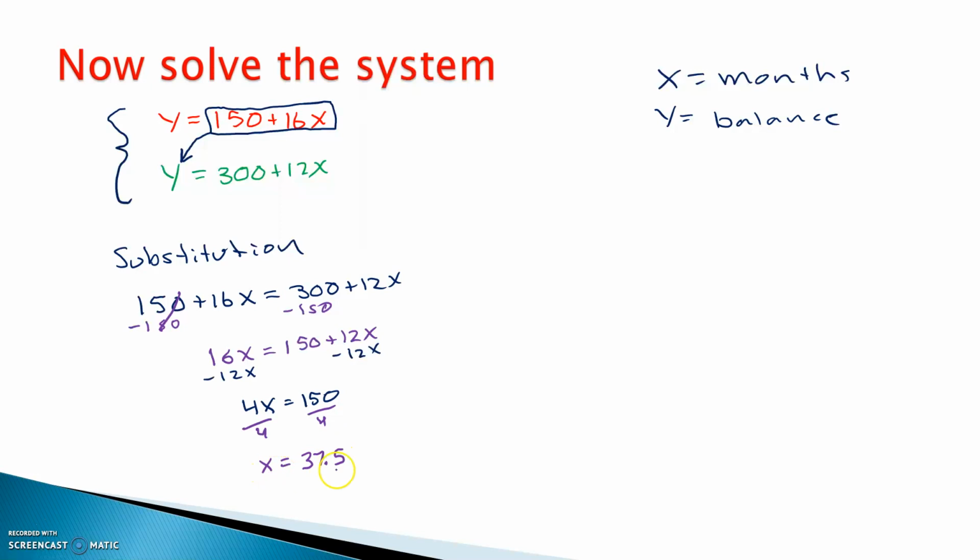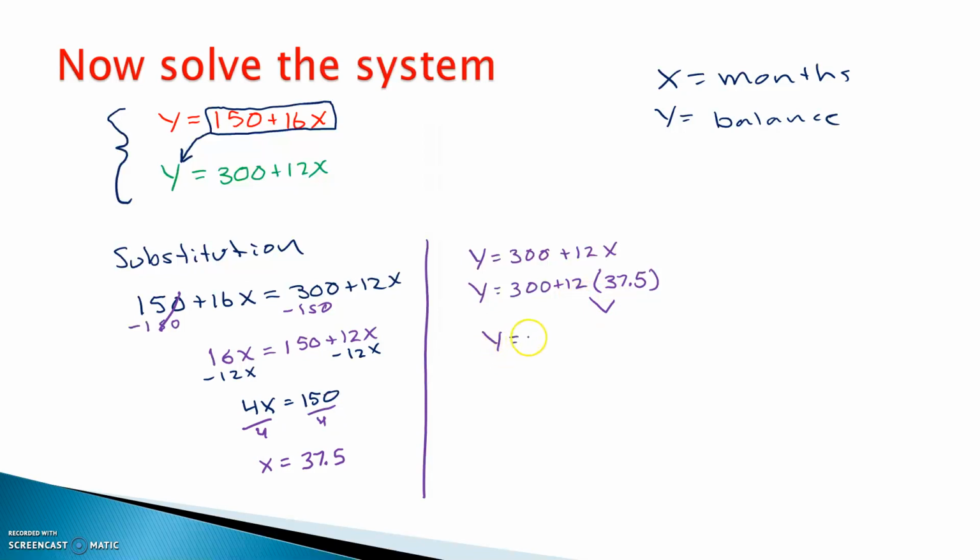So I found out what X is. I need to find out what Y is. I'm going to substitute. Doesn't matter which one. Let's pick the second one. Y equals 300 plus 12x, but of course Y equals 300 plus 12, not times x, but times 37.5. Now when I multiply 12 times 37.5, it's okay, we can use a calculator here, I'm going to get $450.